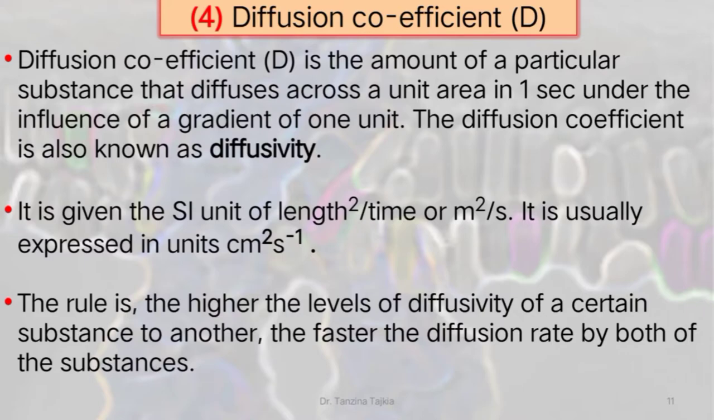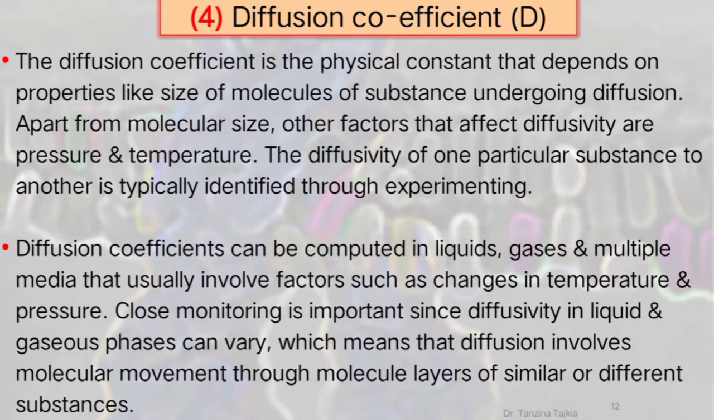Then diffusion coefficient, which means the amount of a particular substance that diffuses across a unit area in 1 second under the influence of a gradient of 1 unit. The diffusion coefficient is also known as diffusivity. It is usually expressed in units of centimeter square per second. The rule is, the higher the level of diffusivity of a certain substance to another, the faster the diffusion rate of both of the substances.